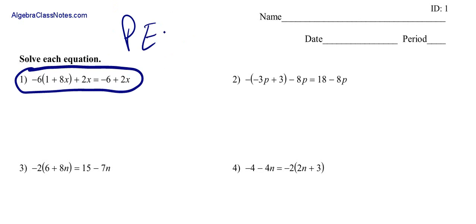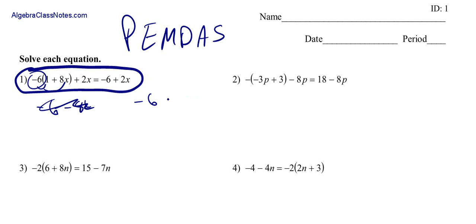Just think about PEMDAS, right? Please excuse my dear Aunt Sally. So we're going to distribute. We're going to distribute this -6 to that 1 and that 8. So we got -6 minus 48. And let's try writing it again. -6 minus 48x plus 2x. That is equal to -6 plus 2x, right?